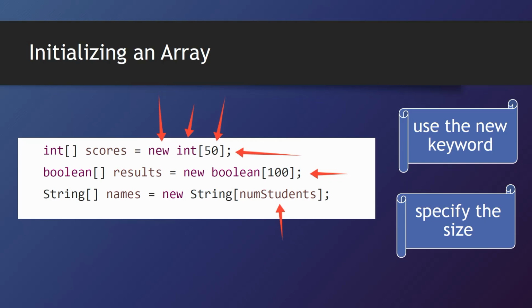The newly created arrays are filled with a default value depending on the type. Each data type has its own default value. For example, the default value for ints is 0, booleans is false, and for objects, including strings, it is null.